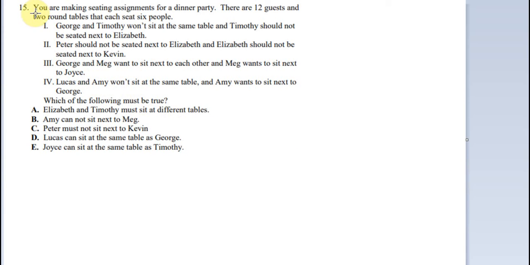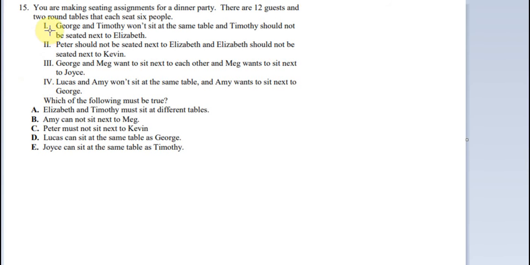So I have question number 15. You are making seating assignments for a dinner party. There are 12 guests and 2 round tables, with six people at each.